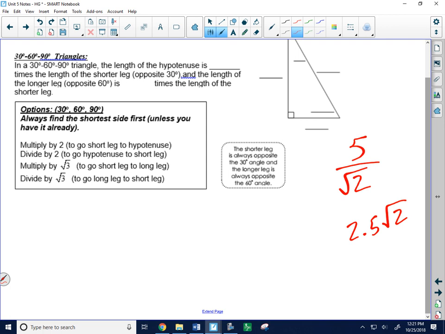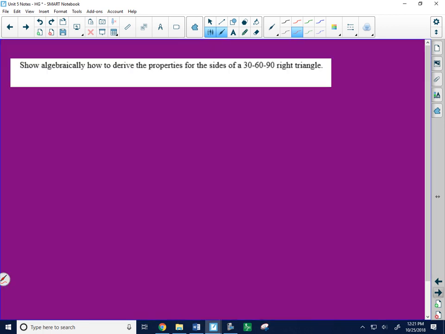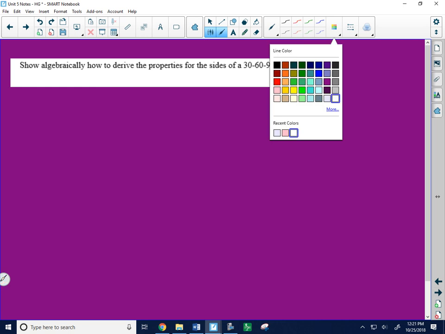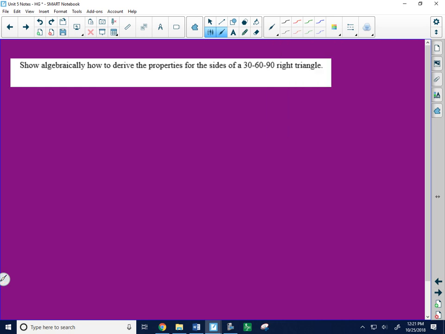30, 60, 90. I'm going to go right to the middle of the page and show you why it works, what the pattern is. Let's develop it. Derive means come up with the formula. How to derive 30, 60, 90? You start with an equilateral triangle. An equilateral triangle has 60-degree angles.